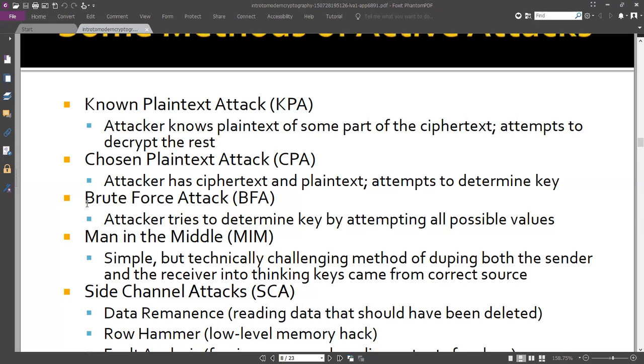We have companies or a group of hackers known as Fancy Bear. Fancy Bear actually use this method of attack to attack a website or something. In this kind of attack, attackers try to determine the key by attempting all possible values, and that's why it's called a brute force attack.